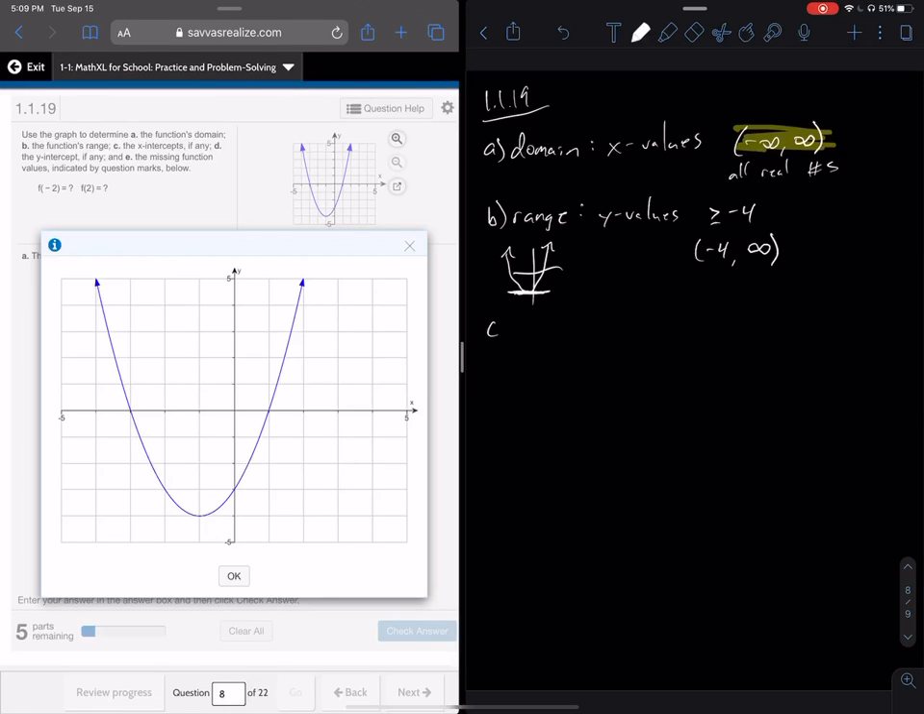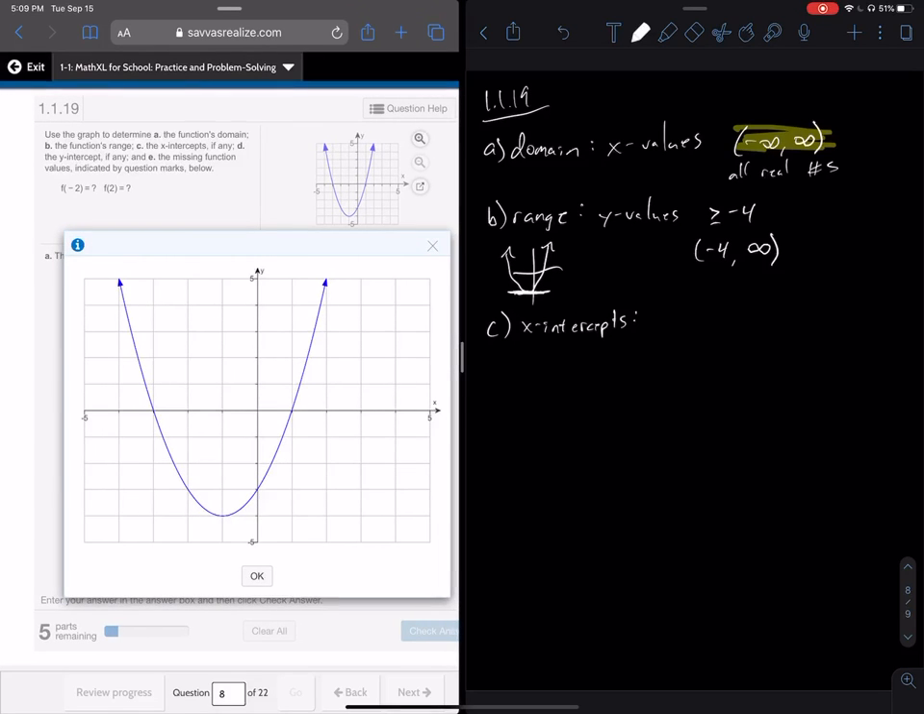Part C, we're looking for x-intercepts. Intercepts are usually really easy to find if you already have the graph. Our graph, this blue curve, our parabola, crosses the x-axis at -3 and at +1. So our x-intercepts are going to be (-3, 0) and (1, 0).